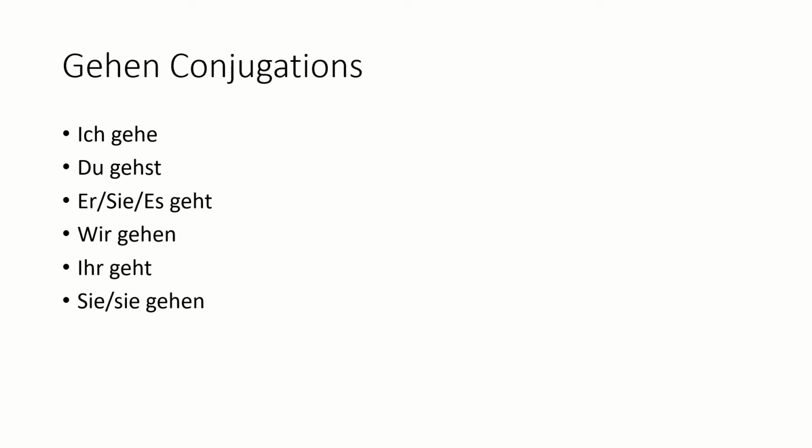Alright. So now for a regular verb. This one is completely regular, nothing irregular about it. So we have ich gehe, du gehst, sie geht, wir gehen, ihr geht, und sie gehen.